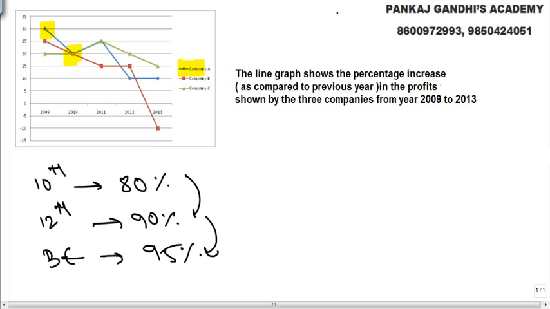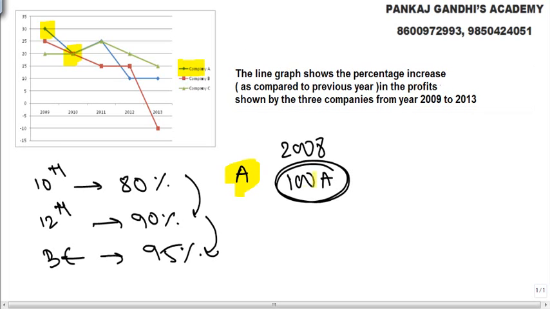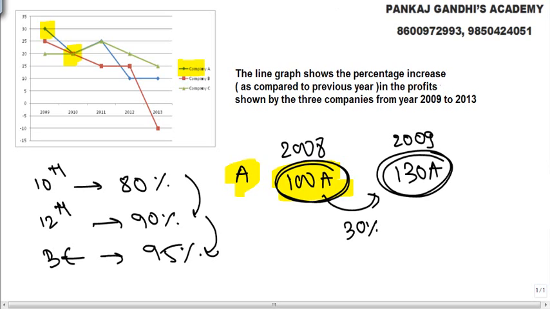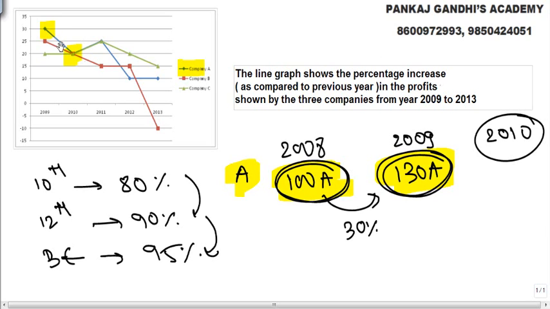सिंपल मीनिंग इज, listen kids, what it means is, if A का profit in 2008 was 100A, in 2009 this increased by 30%, it became 130A. Now in 2010 it did not get reduced. It is increasing, but by what percent?